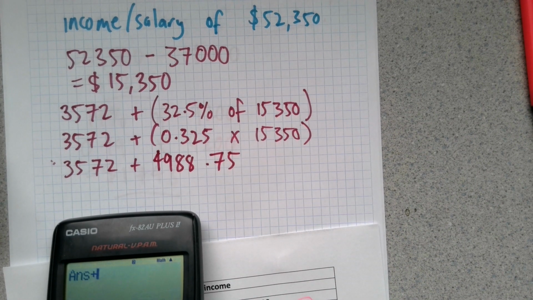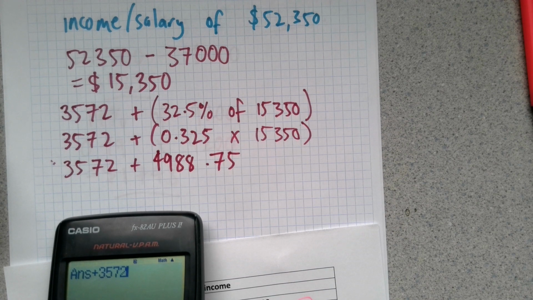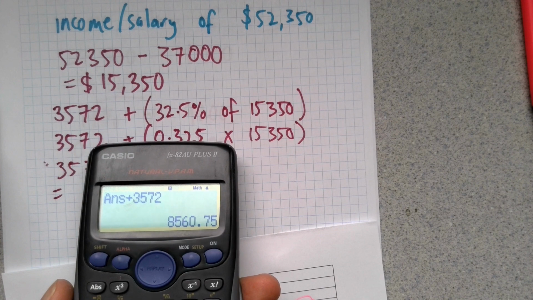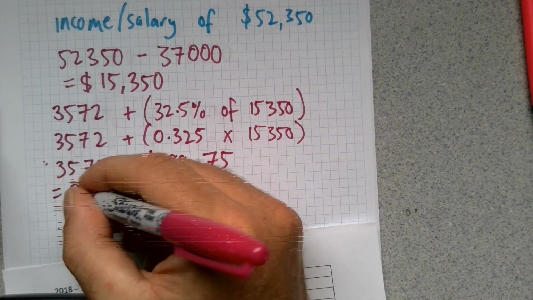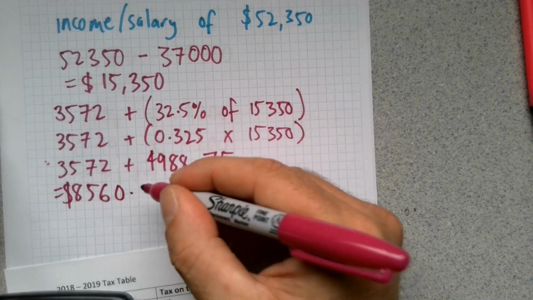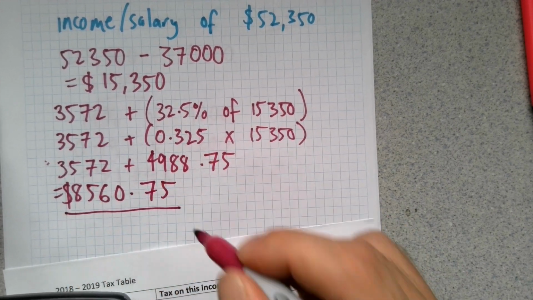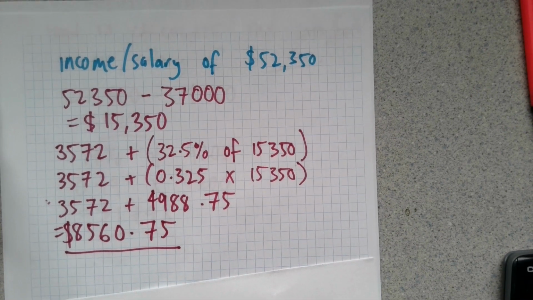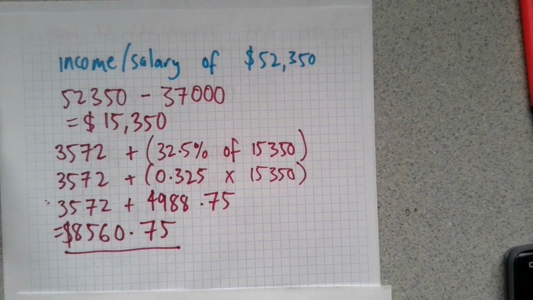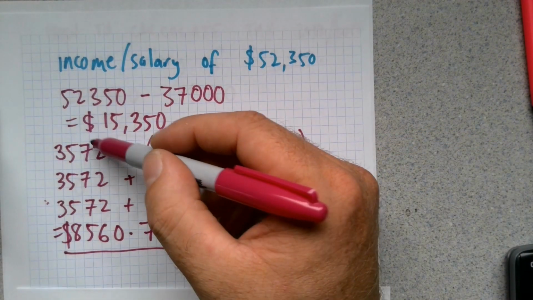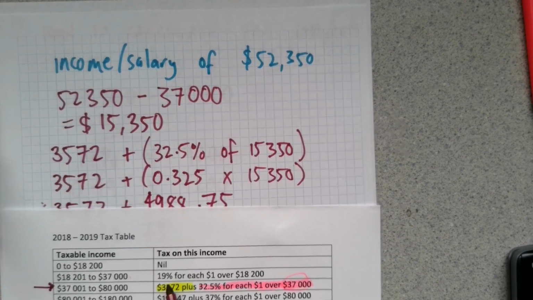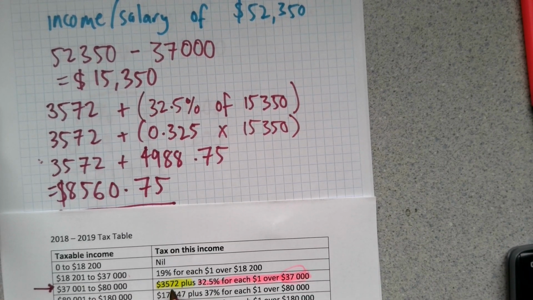So let's just add 3,572. This gives me a total of 8,560 and 75 cents. And that's the total tax payable on an income of $52,350. Okay, you can see that this one was a little bit more complicated because we had to add that initial amount, based on the amount they gave us in the table.